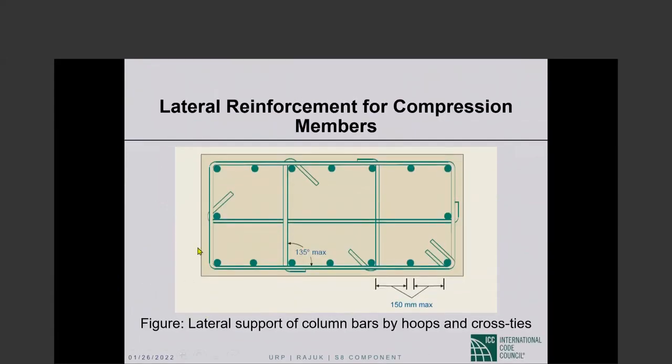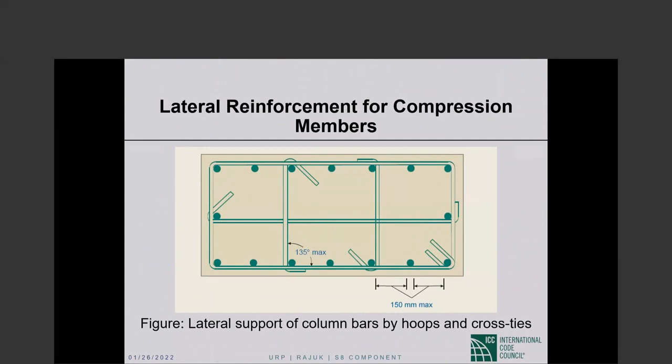And that's what happened in this direction. There are only 3 bars. Every other bar has to be supported. So this cross tie would normally not be needed, except that this gap, the clear distance between the 2 bars, is more than 6 inches.